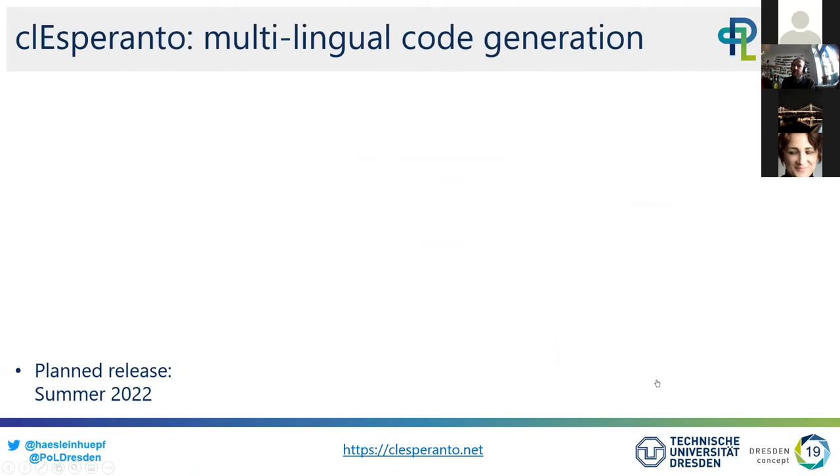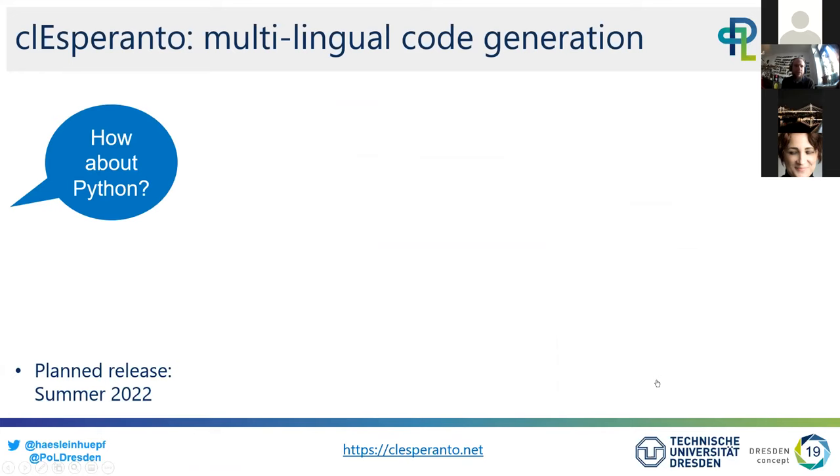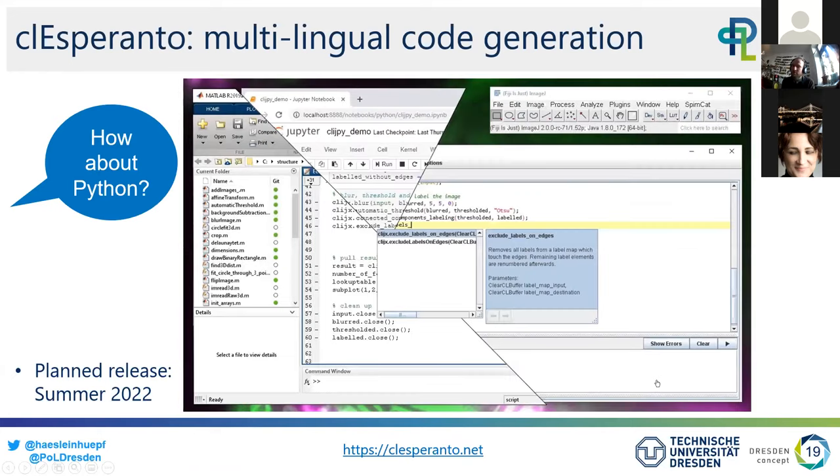And that brings us already to another project called clEsperanto. So clEsperanto brings us to answering this Python question. Esperanto is this mixture of European languages, which is supposed to be easily adoptable to people from these countries, from these language spaces.